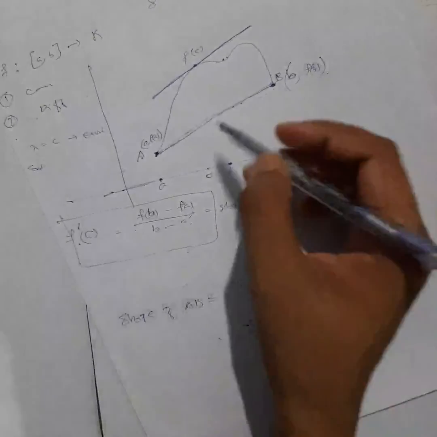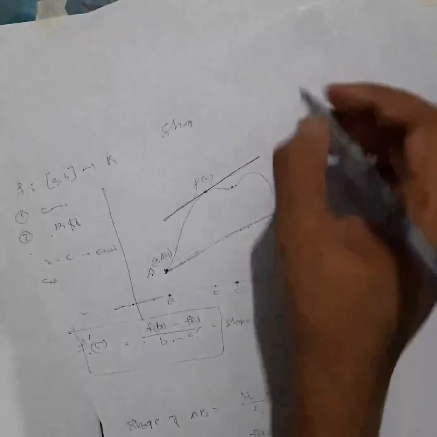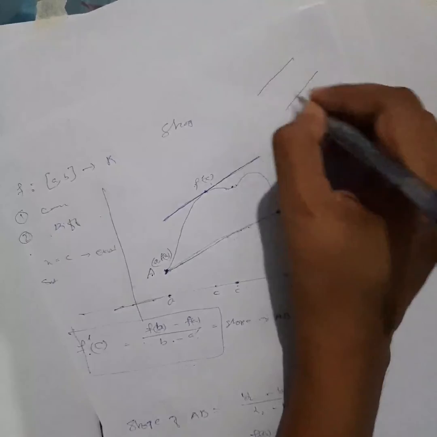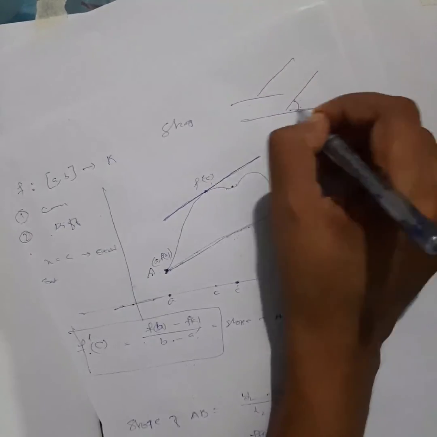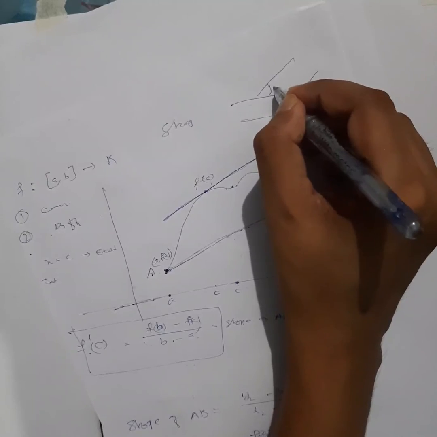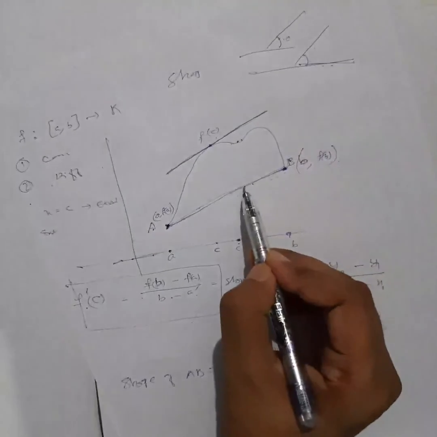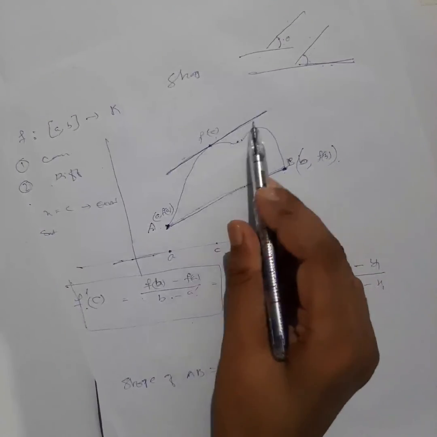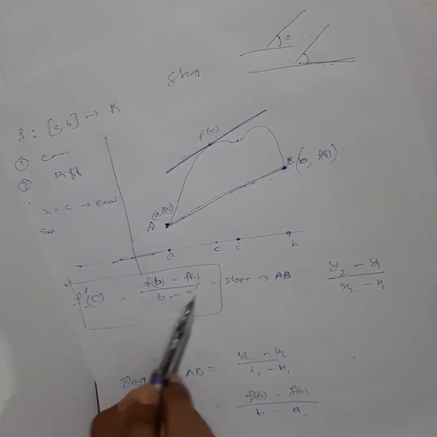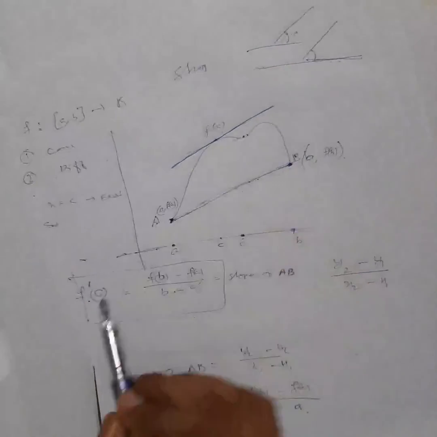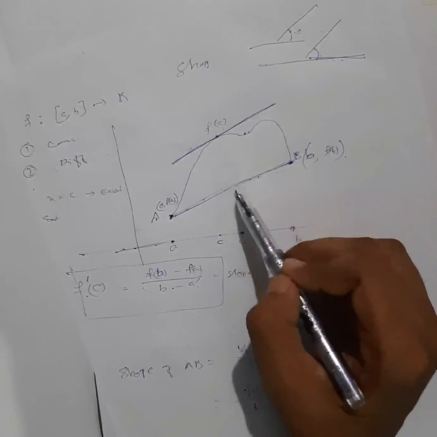Now slope equal means what? The angles must be equal, means they must be parallel. You know, right? When the slopes are equal, these are parallel to each other. Whatever angle this makes with the x-axis, this also must make the same angle with the x-axis, means this and this must be parallel. So when the slope of AB and the tangent are parallel, only then this condition will be satisfied.